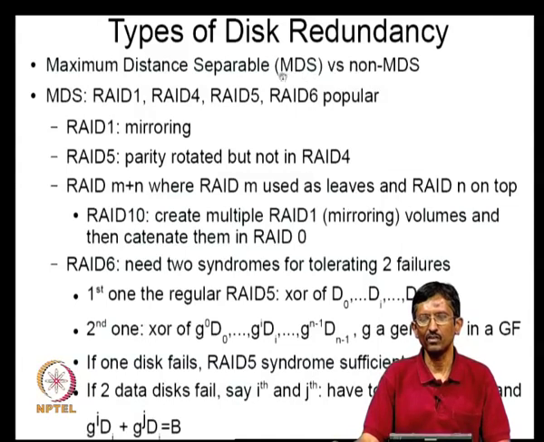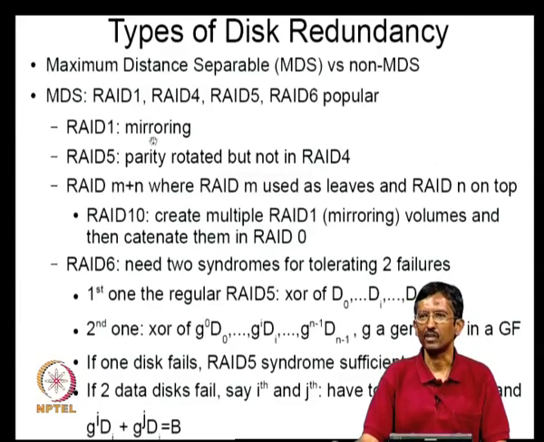The MDS model is the one which is most popular because you are guaranteed that any 2 errors can be handled, whereas in the non-MDS model it may not be possible in some cases. For example, when 3 errors are there, not all 3 errors can be handled; some 3 errors can be handled, but some 3 errors may not be. Of the MDS ones, these are quite popular: RAID 1, RAID 4, RAID 5 and RAID 6. RAID 6 is just about being used, but these are used quite a bit.